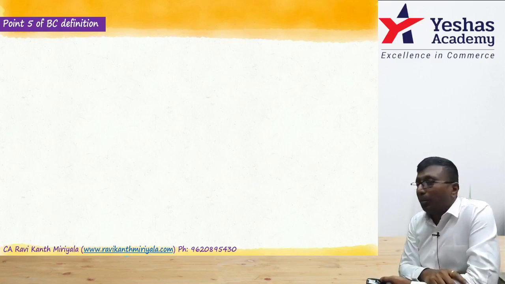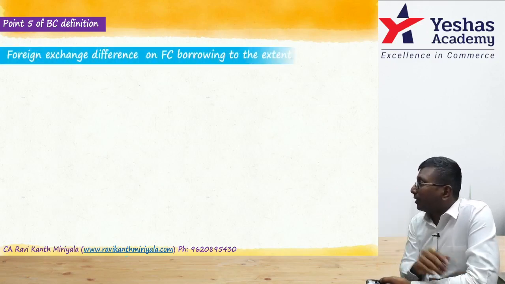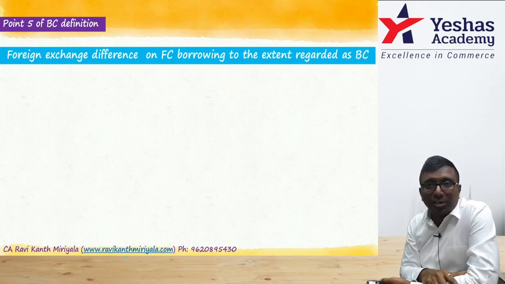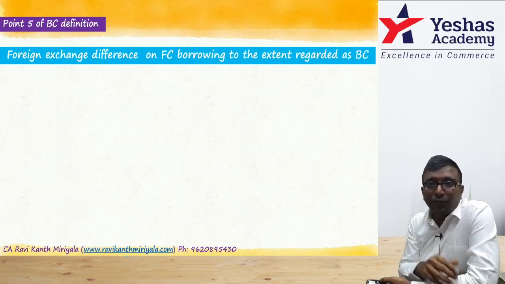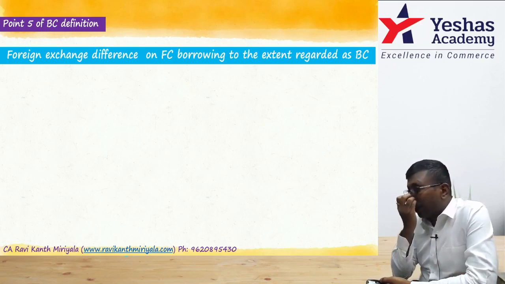Right. Chalo. Point number 5 of the BC definition. What is the point number 5 of the BC definition? This is the one. Foreign currency fluctuation or foreign exchange difference on foreign currency borrowing to the extent regarded as borrowing cost. Yeah, this point.